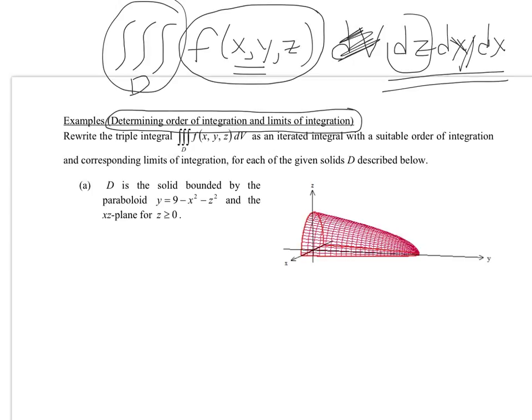Okay, so those are the basics that we talked about on Thursday, but what we didn't have time to talk about is how to actually go about determining an appropriate order of integration and appropriate limits of integration for a given three-dimensional solid. So what I first want to do before we jump into this first example is remind you of the thought process that we go through when it's a double integral over a two-dimensional region that we're trying to set up.